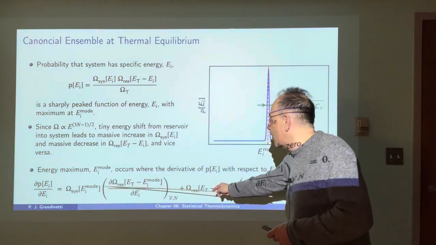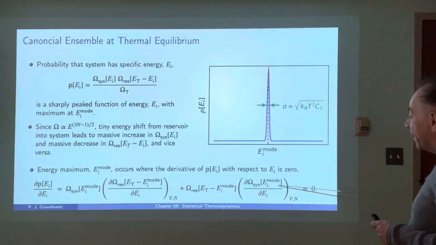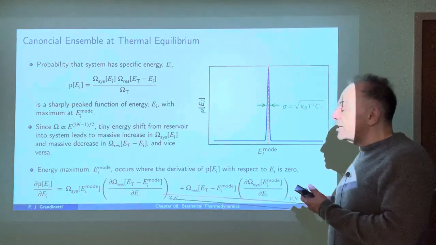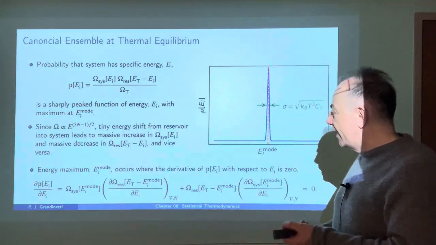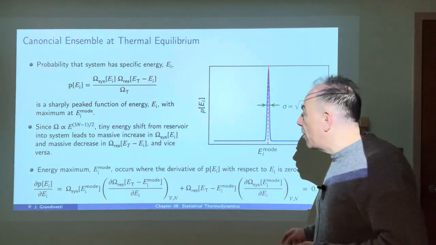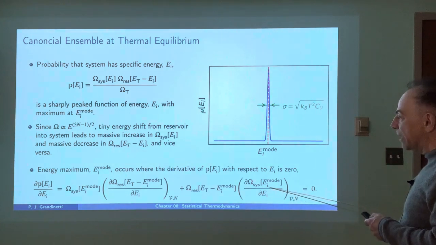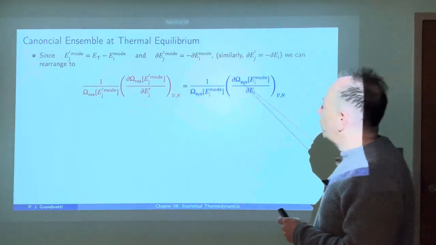If I take this expression and take the derivative with respect to energy and set it equal to 0, then this energy is the most probable energy of the system. And that is what we call the mode in this distribution. So I can rearrange this expression into this form here.